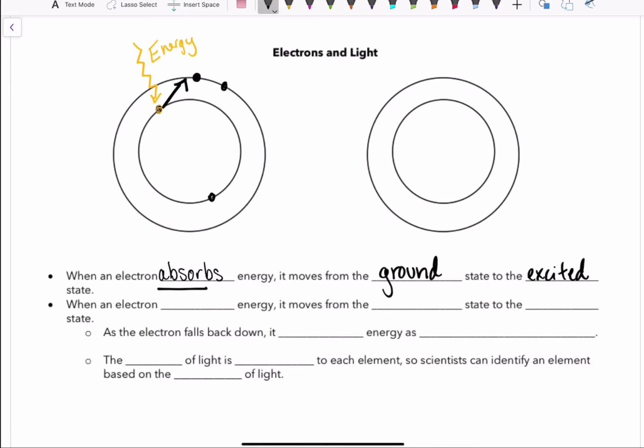However, here's the thing. Electrons don't like to stay up at this excited state. That electron is going to fall back down. So this electron we're looking at, it's not going to stay here. It doesn't want to stay at an excited state. It wants to be back at its ground state. So it's going to fall back down to this first energy level.